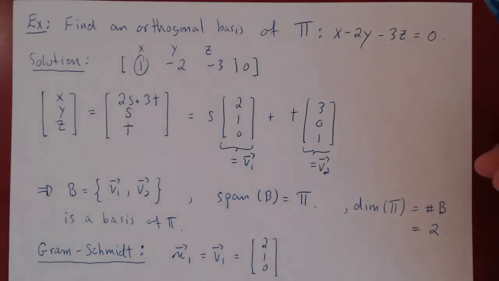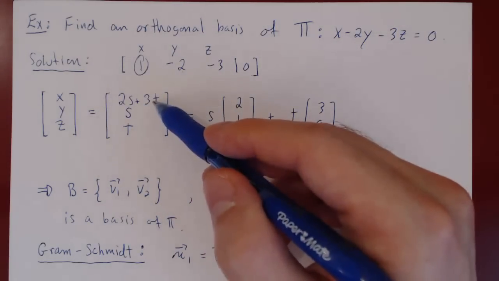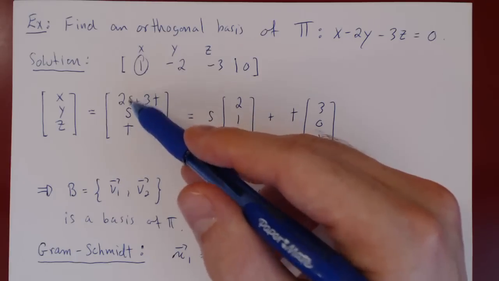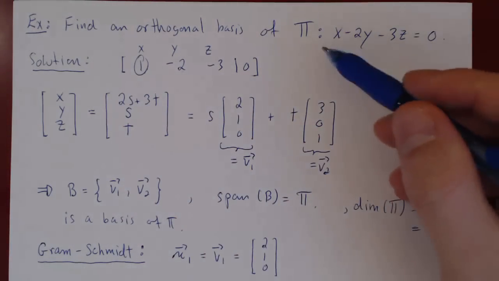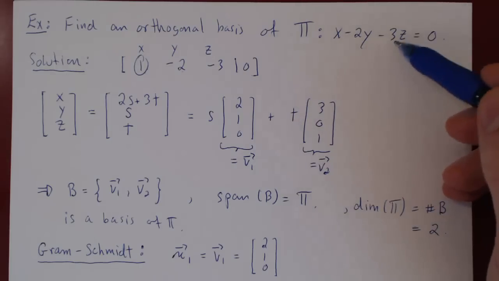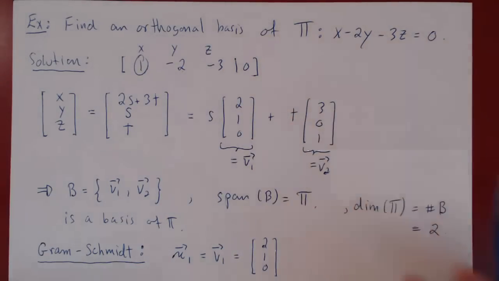Take, say, s equals 1, t equals 1, then you'll get (2 plus 3, 1, 1), which is (5, 1, 1). And let's verify that the point (5, 1, 1) is a point on this plane. 5 minus 2 times 1 is 5 minus 2, 3. Minus 3 times 1, minus 3. 3 minus 3 is 0. So the point (5, 1, 1) is a point on this plane.